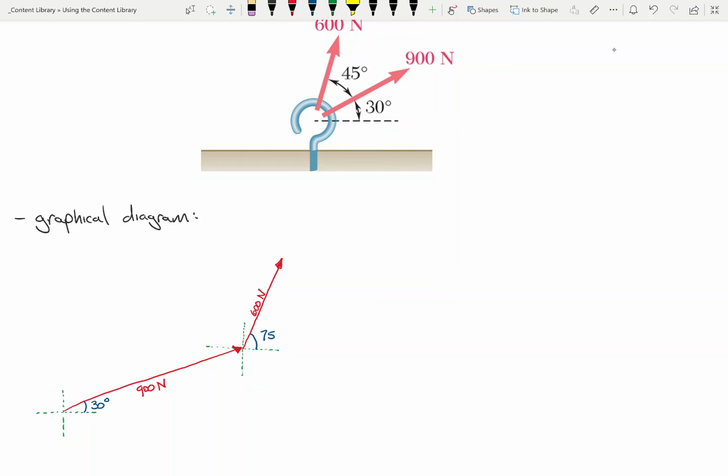And by the way, let's be clear. What I did was this one, then that one. If I had done this one, then that one, I would have gotten the same result. What I'm trying to do is figure out how far it is from here to here. Whether I do the 900 and the 600 or the 600 and the 900, I'd have gotten to the same point. Everybody okay with that?